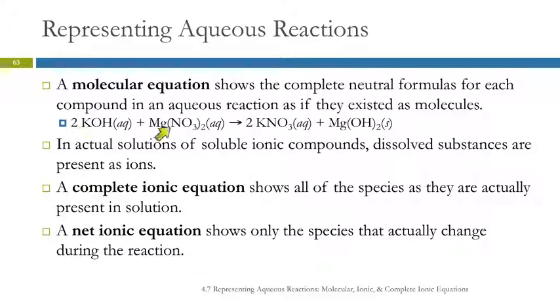But these aqueous things, when they're dissolved in water, those ions separate from each other. So an equation like this is very useful, but it's not really describing what's going on in that beaker. So the complete ionic equation shows all the species as they're actually present. It's going to show the potassium ion separate from the hydroxide ion, the magnesium ion separate from the nitrate ion. And as the products, the potassium and the nitrate are going to be separate too.